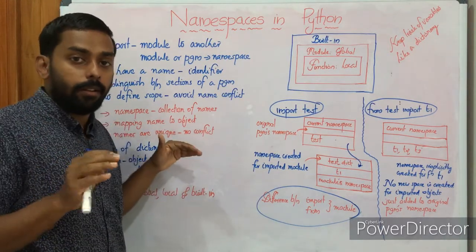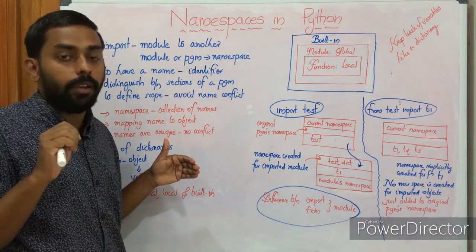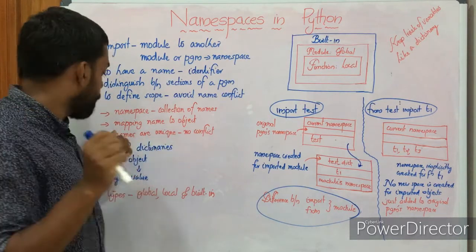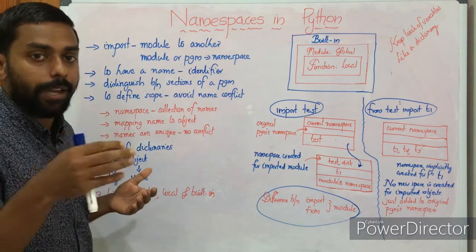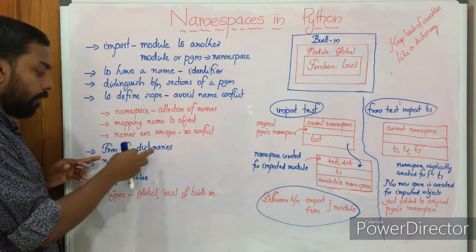Okay, and the second is object. Object is having some kind of value. Okay, so there will always be a name object mapping, and we know names are unique, so there won't be any conflict, any ambiguities or any confusion or any kind of error happening. Okay, then form of dictionary.